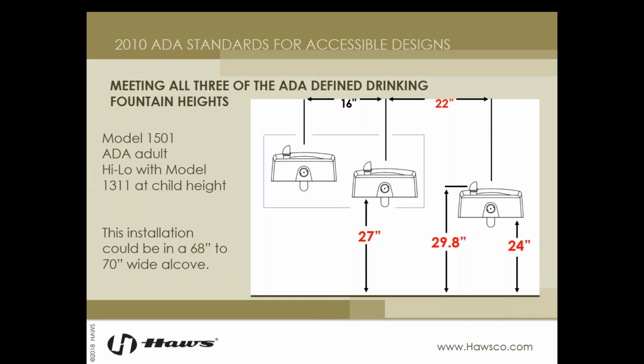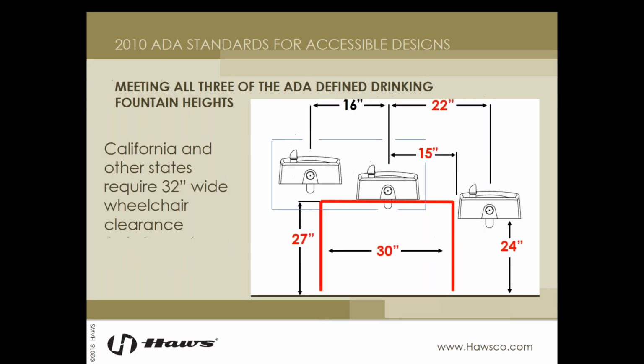In this drawing, you can see our 1311 is installed on the left side in a compliant configuration, giving us 27-inch knee clearance. On the right, we have the single 1501 acting as our child height fountain. Our bubbler is positioned just shy of the 30-inch maximum height, and you notice we have extra space between the wheelchair accessible fountain and the child height fountain on the right side. And I'll explain why that is.